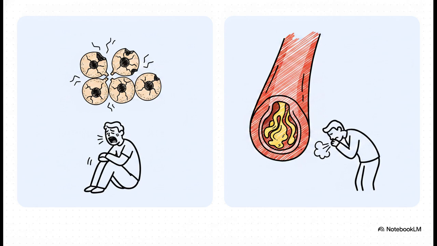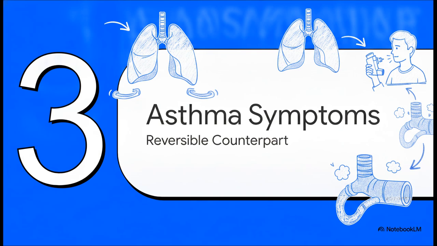Emphysema is the physical destruction of the air sacs, causing severe shortness of breath even when the patient is just resting. Chronic bronchitis, on the other hand, is fundamentally an inflammation of the lining of the bronchial tubes. That's why it presents with that hallmark, frequent smoker's cough that's just loaded with mucus, along with chest tightness and pain. All right, Section 3, asthma triggers and symptoms, the reversible counterpart.